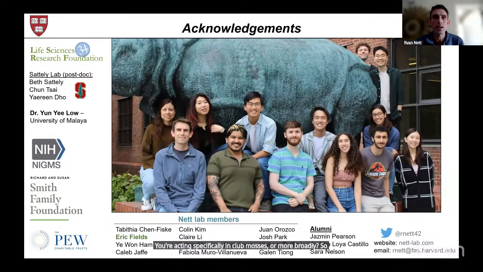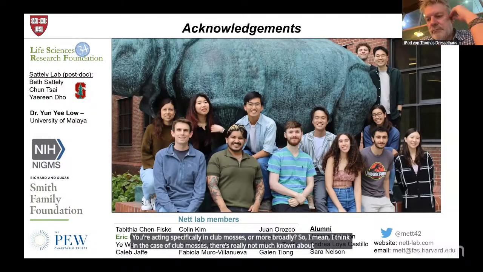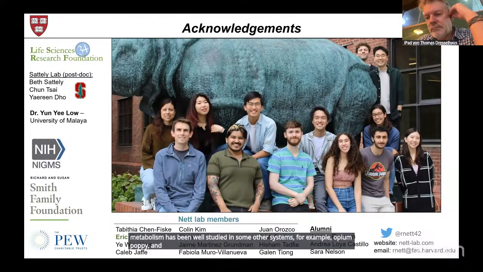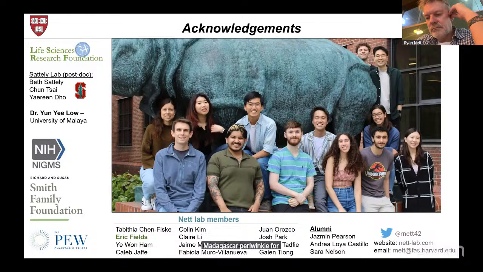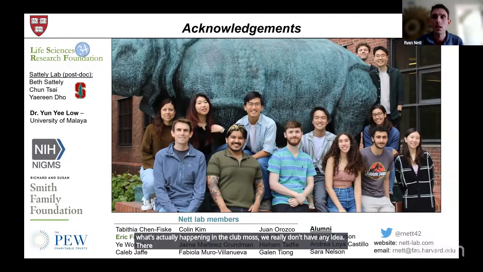So I think in the case of club mosses, there's really not much known about this role of transport. The role of transport in specialized metabolism has been well studied in some other systems, for example, opium poppy and Madagascar periwinkle for production of some other alkaloids. But in terms of what's actually happening in the club moss, we really don't have any idea. There hasn't been any effort so far to look into how this is actually happening in the native plant.